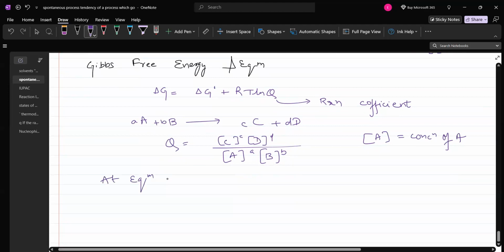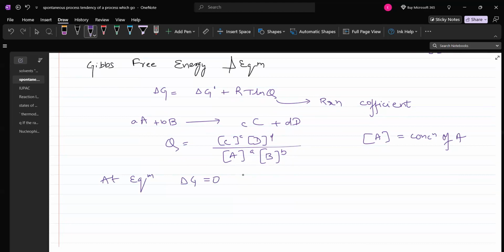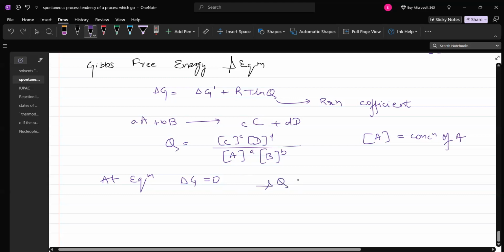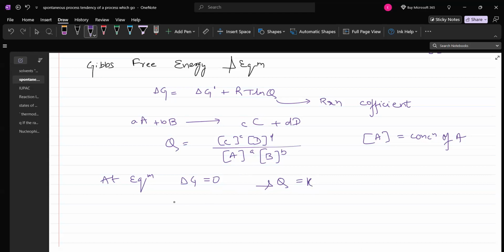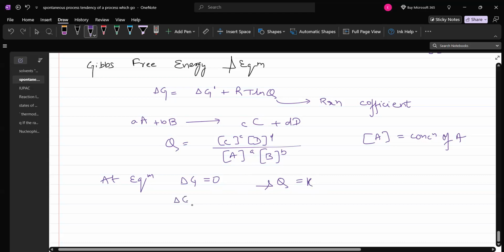So see, at equilibrium, what happens? At equilibrium, delta G is 0. Why delta G is 0? Because delta H and delta S are also 0, so overall delta G is also 0. And Q becomes K. So you don't have to understand what is happening here. Just copy it down. We will understand in the next chapter the whole detail. However, Gibbs free energy we have to complete in this chapter only.